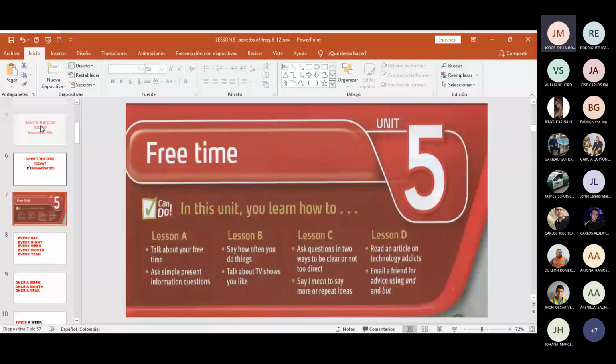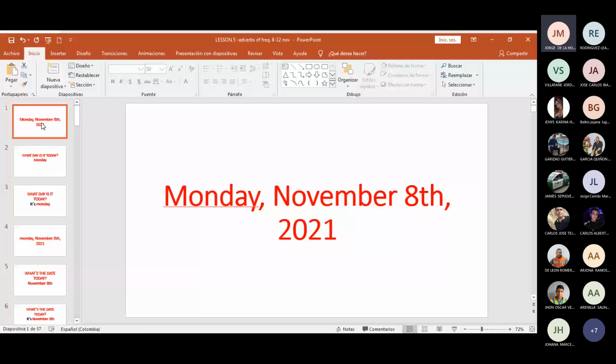Remember that today is Monday, November 8, 2021.